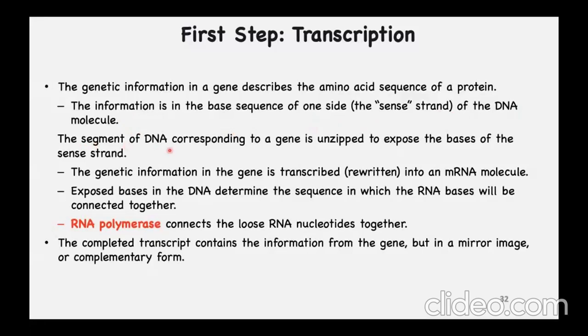So the segment of DNA corresponding to a gene is unzipped to expose the bases of the sense strand. So the genetic information in the gene is transcribed into the mRNA molecule. So DNA into mRNA molecule. The exposed bases in the DNA determine the sequence in which the RNA bases will be connected together. So dia akan complement according to the codon bases on the DNA. RNA polymerase, bukan DNA polymerase anymore, okay? Dalam DNA replication is DNA polymerase. Dalam transcription is RNA polymerase, okay? RNA polymerase connects the loose RNA nucleotides together. The completed transcript contains the information from the gene, but in a mirror image or a complementary form.